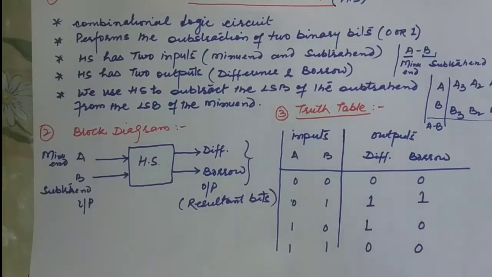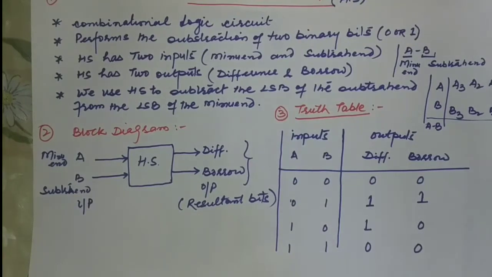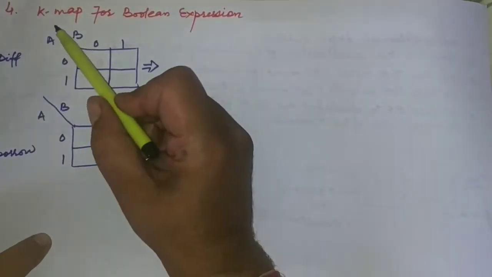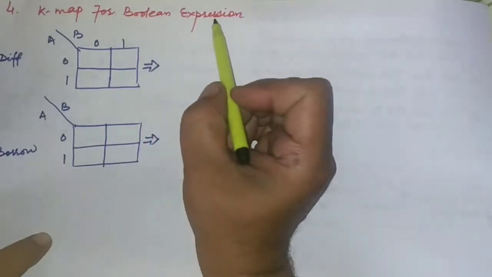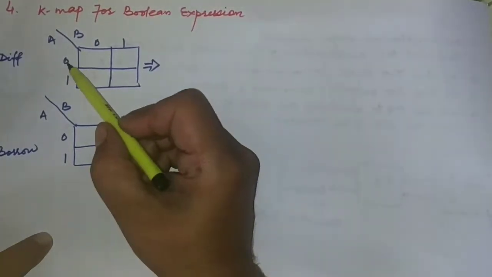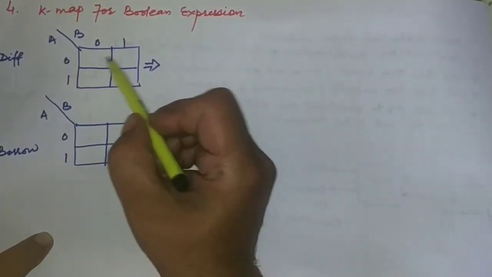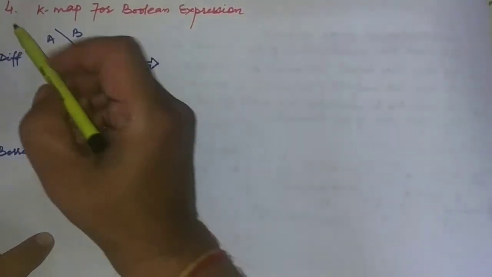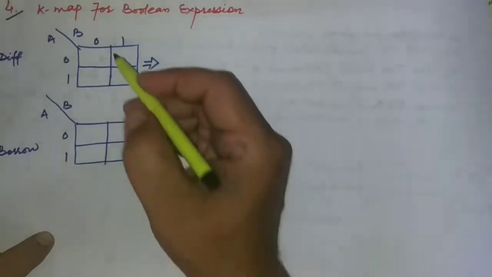So this is the truth table. Now we will have the K-map and its circuit diagram. So the next point is the K-map for getting the Boolean expressions. So when these values are entered with the help of the truth table that we discussed at the third point.